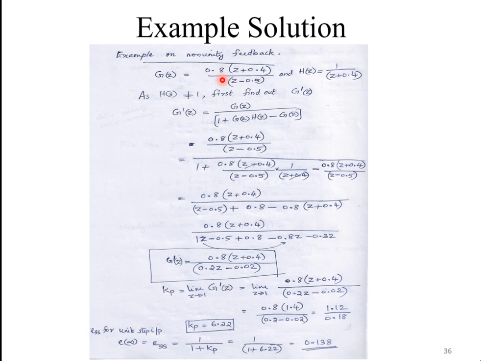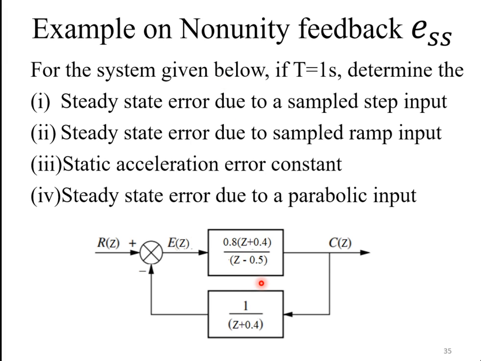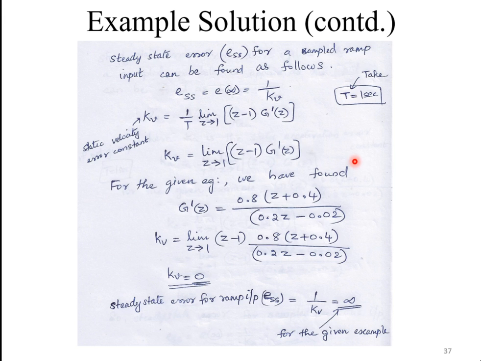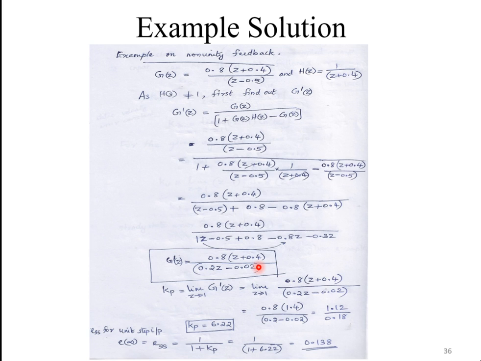So here GZ is from the problem given to you. This is GZ and this is HZ. This is the open loop transfer function, and this is the feedback transfer function. So GZ is equal to 0.8 into Z plus 0.4 by Z minus 0.5, and HZ is given as 1 over Z plus 0.4. As HZ is non-unity, because HZ is equal to 1 over Z plus 0.4, it is not going to be a unity value. So first find out G dash of Z.